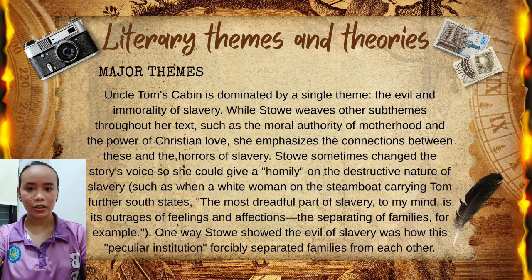She emphasizes the connections between this and the horrors of slavery. Stowe sometimes changed the story's voice so she could give a homily on the destructive nature of slavery, such as when a white woman on the steamboat carrying Tom further south states, "The most dreadful part of slavery, to my mind, is its outrages of feelings and affections, the separating of families, for example." One way Stowe showed the evil of slavery was how this particular institution forcibly separated families from each other.